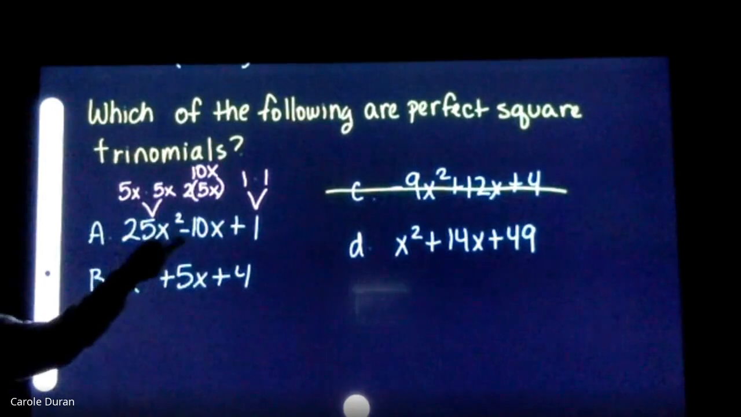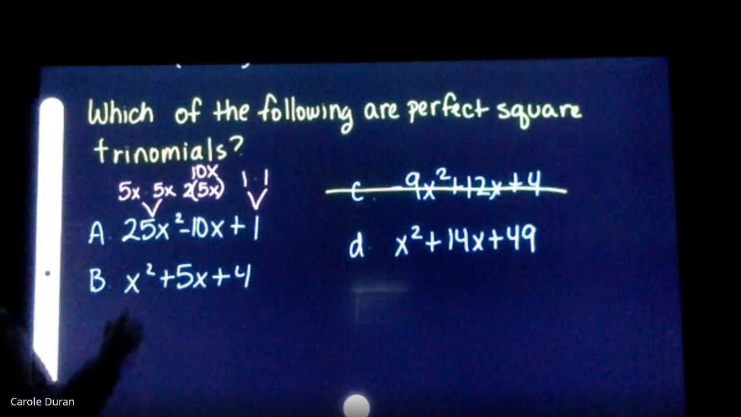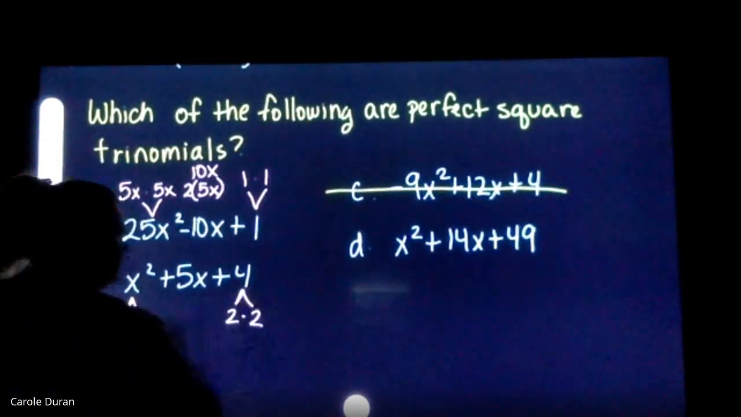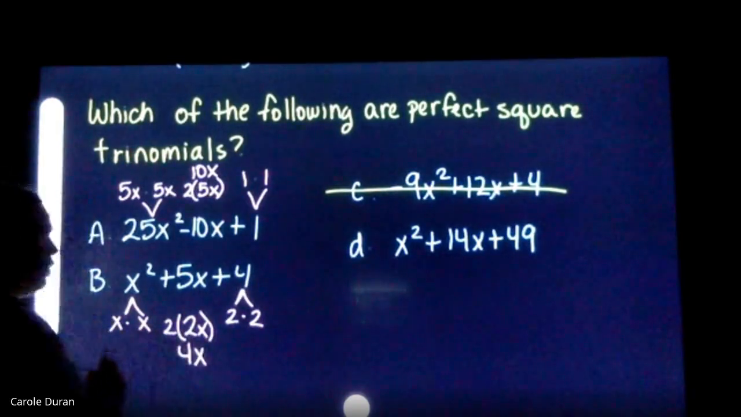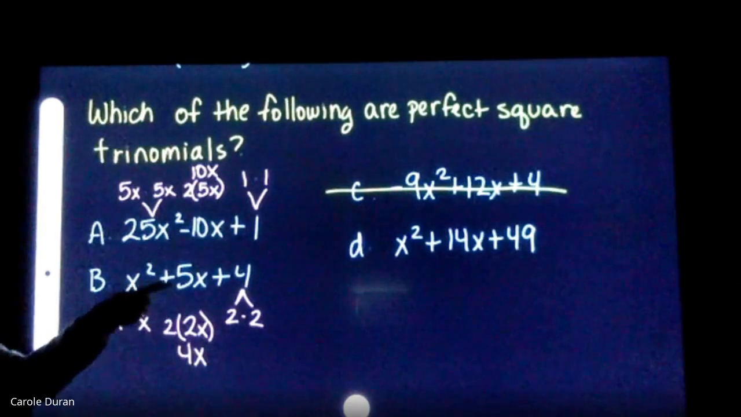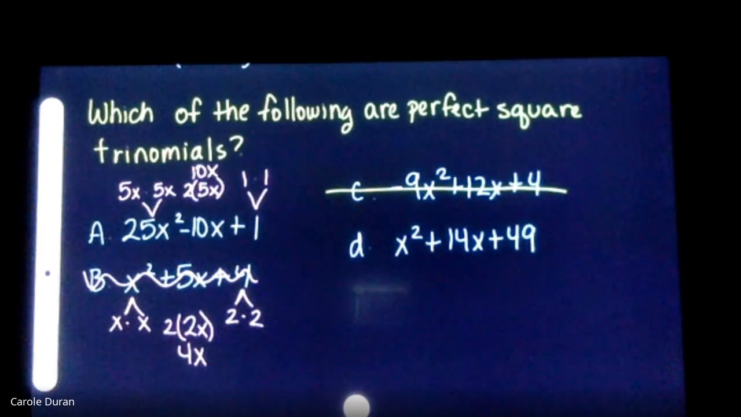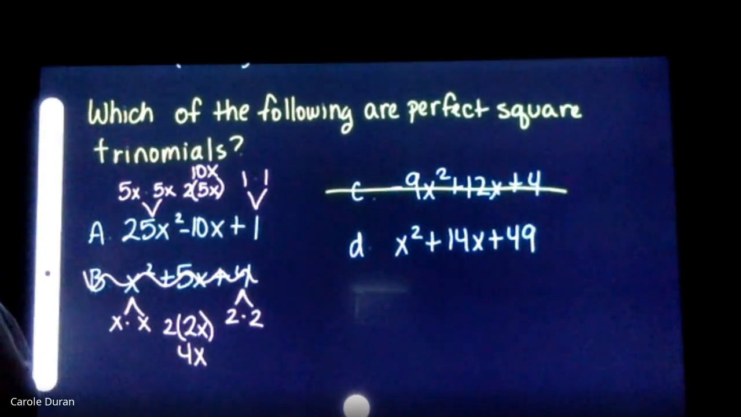Well, what do you know? It is. So we're good to go there. Now we need to test part B. X squared is x times x. 4 is 2 times 2. I take one of each of those and multiply them together. I get 2x. Then I need to double that. Well, 2 times 2 is 4. So I should have 4x as my middle term. Uh-oh, I have 5x, which means B is no longer an option as a perfect square trinomial because my middle term was not twice the product of the roots of my perfect squares.